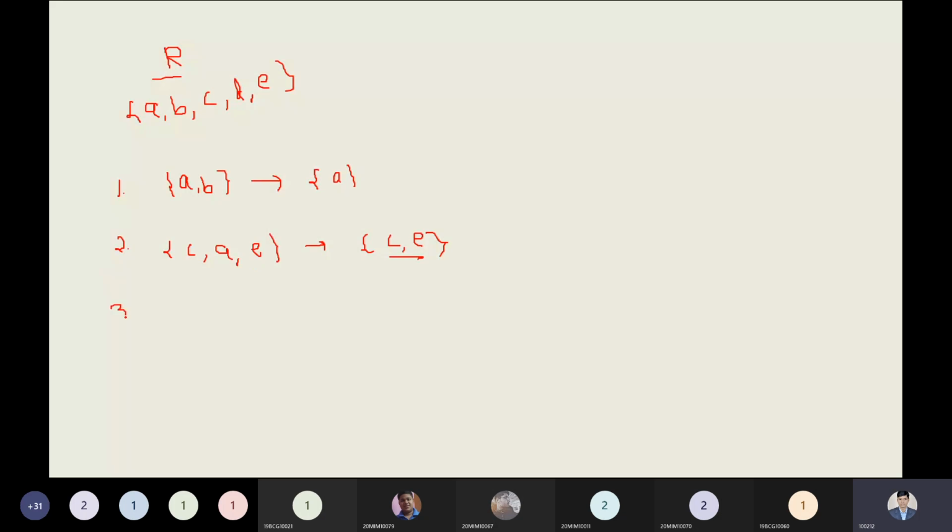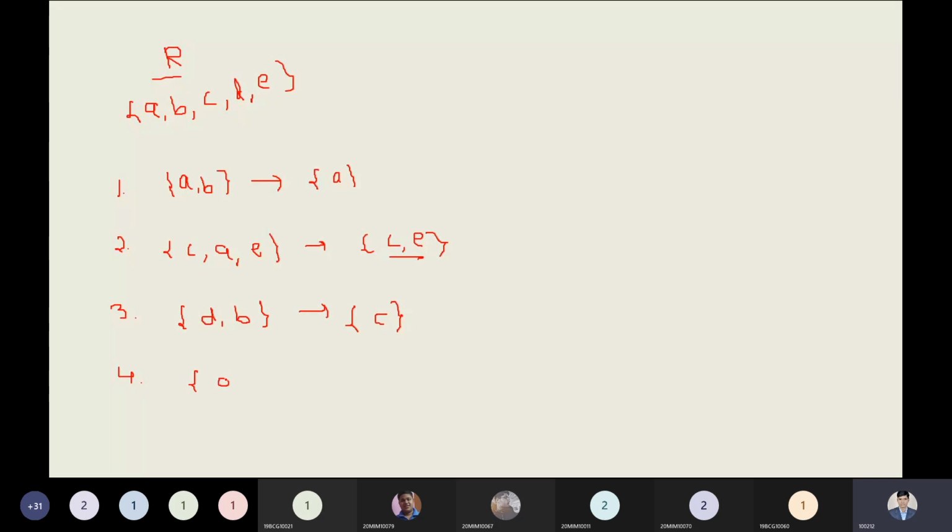Next, I'm writing another example. I'm choosing D and B, these two attributes, but on the right side I'm opting only for the C attribute. So now, can you tell me what this functional dependency is? Non-trivial. Good. This is a good point.